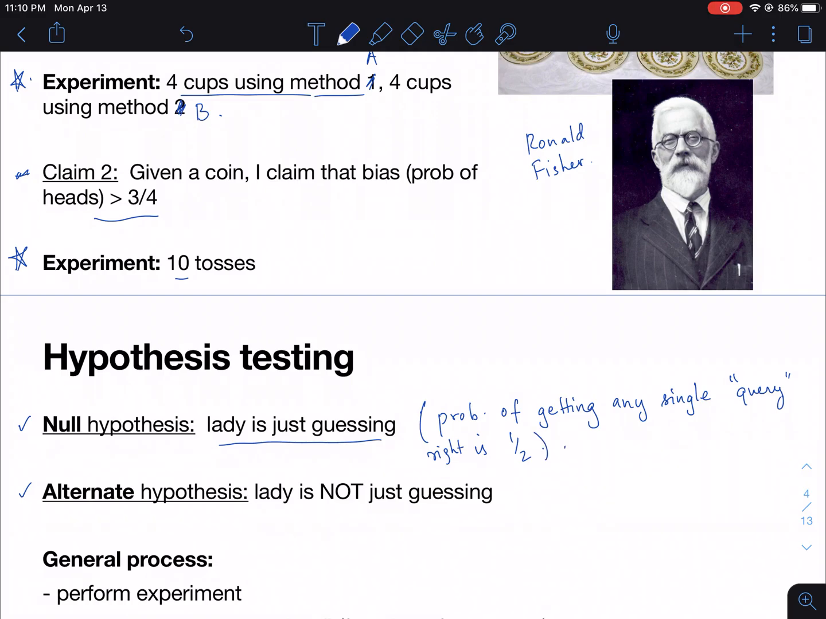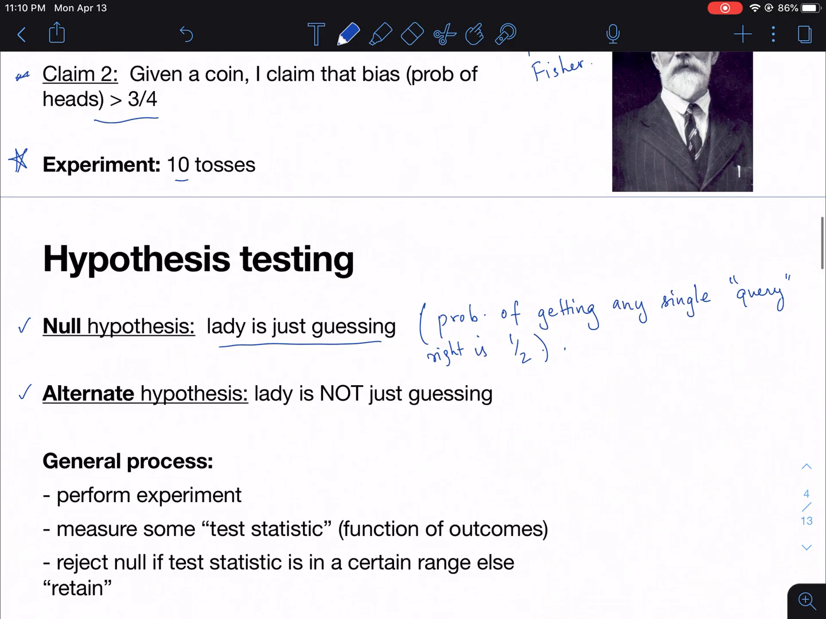Okay, so that's the null hypothesis, and the alternate hypothesis is pretty vague over here. It's just saying that the lady is not just guessing, right? So ideally, you might want to say something like the probability of getting a query correct is more than 1/2. Here I'm not saying that. It could be less than 1/2, and still the alternate would hold. But the point is that that does not really matter. The null and alternate are things that we define. At least from a statistical standpoint, these are just mathematical notions that we define.